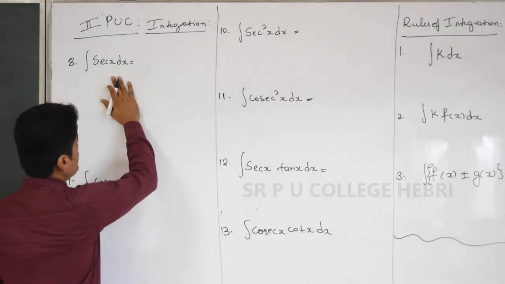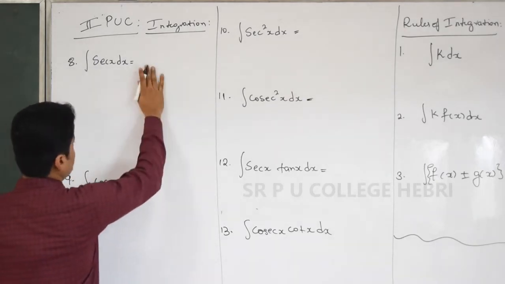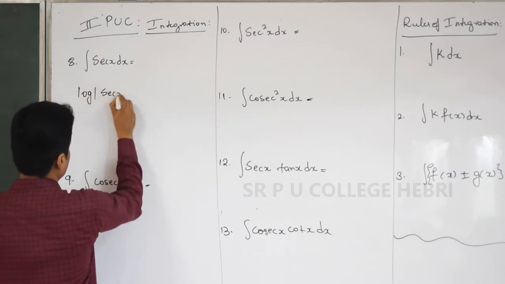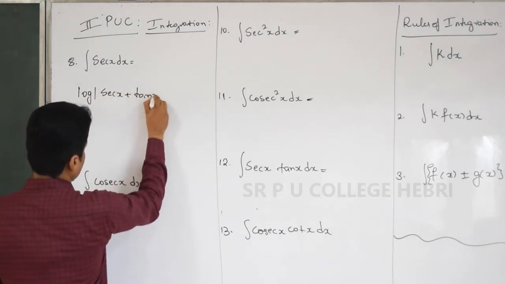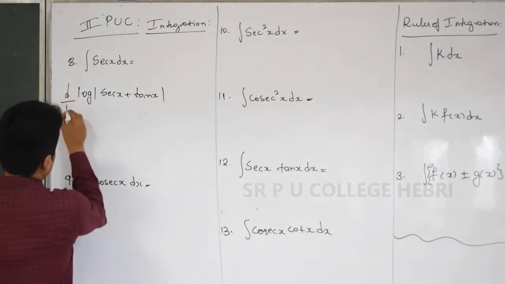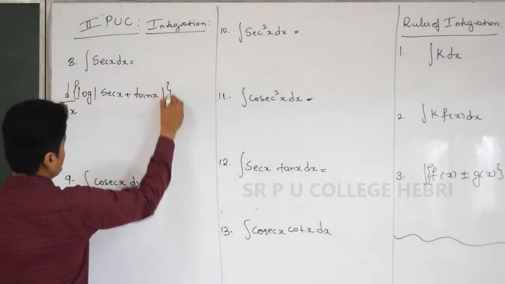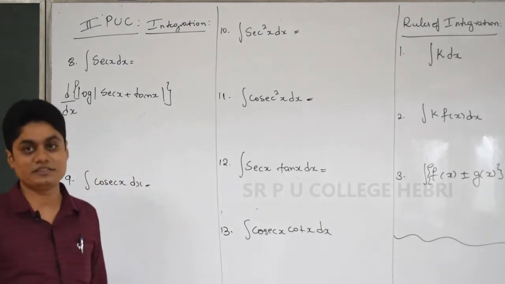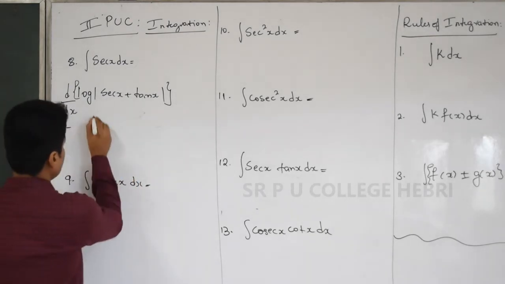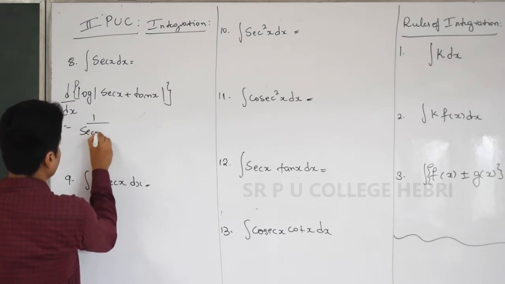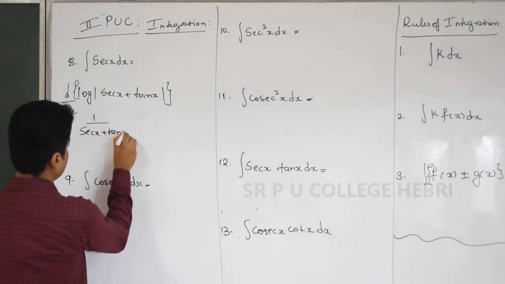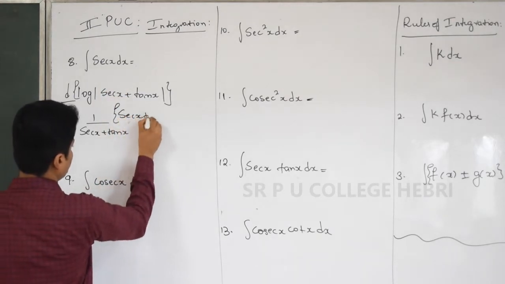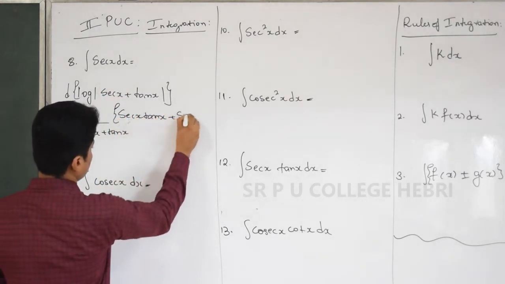The next standard function in the list is secant x. See here, it's difficult to identify as it is, so I'll give you one function and you have to tell me whether its differentiation gives secant x. Suppose this differentiation gives secant x, then integration of secant x is log of secant x plus tan x. So what is the differentiation? 1 by secant x plus tan x into secant x tan x plus secant square x.